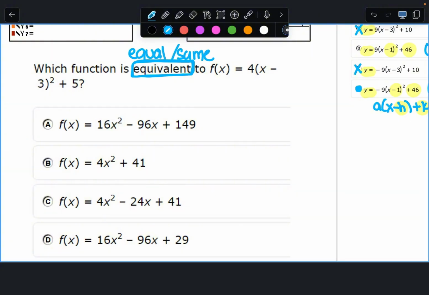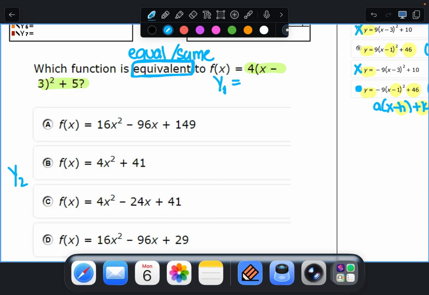Last week we learned a calculator trick where we plugged in 6.7 and got the decimal value, right? Now, there's another way to do it, and you can use this for even what we did last week. Since this one is already in y equals form, you can type all of this into y1 and your answer choices into y2, and see which graph matches, which graph is the same.